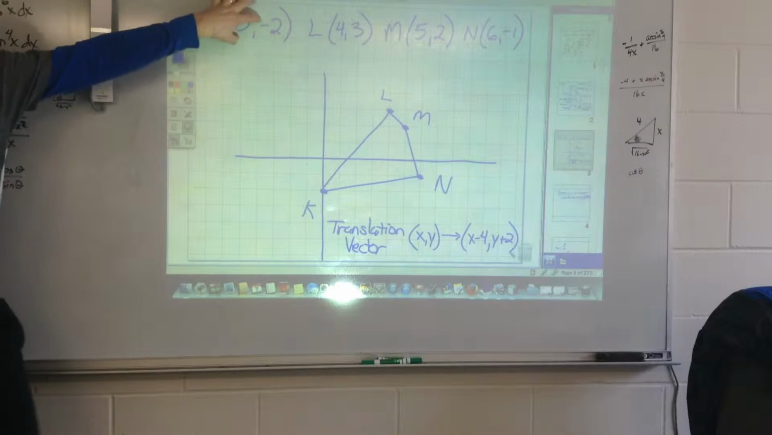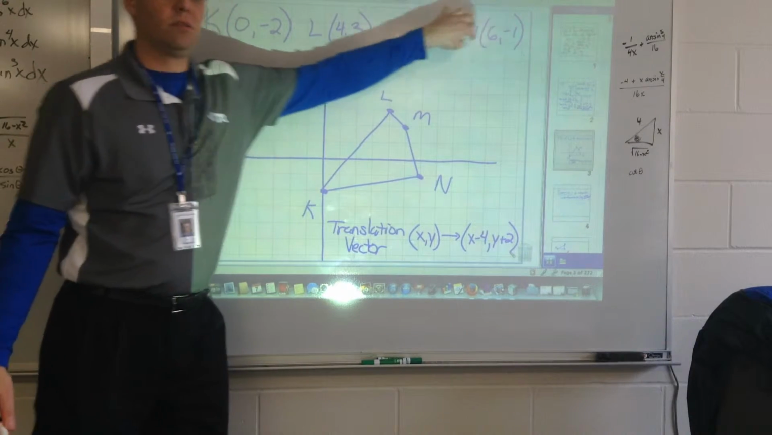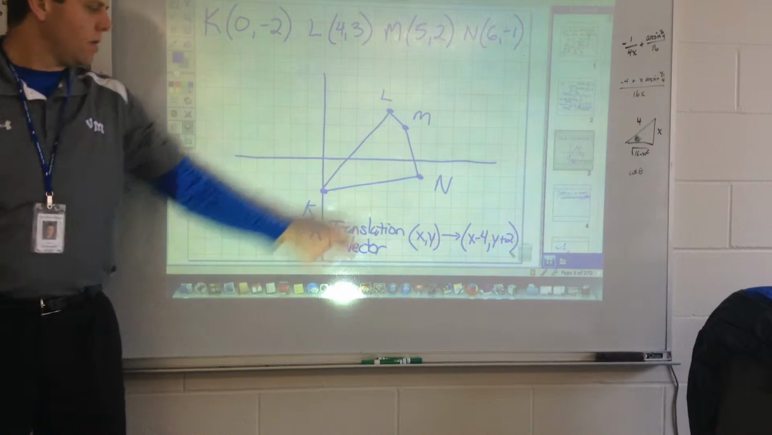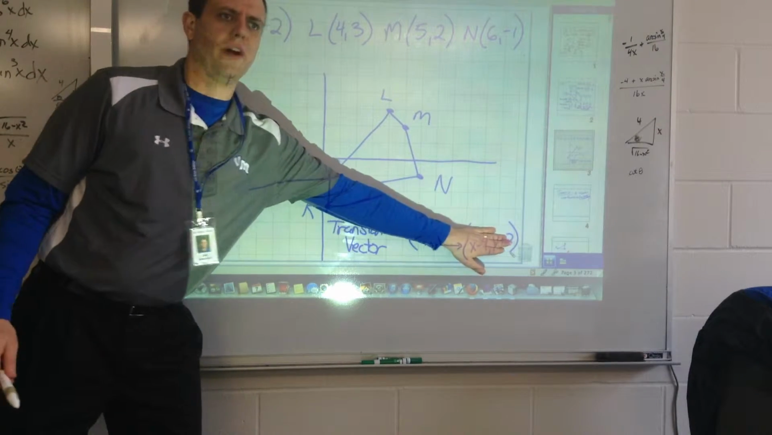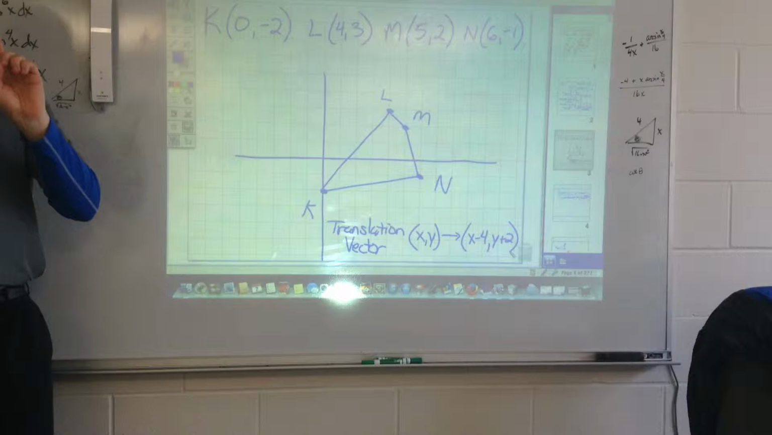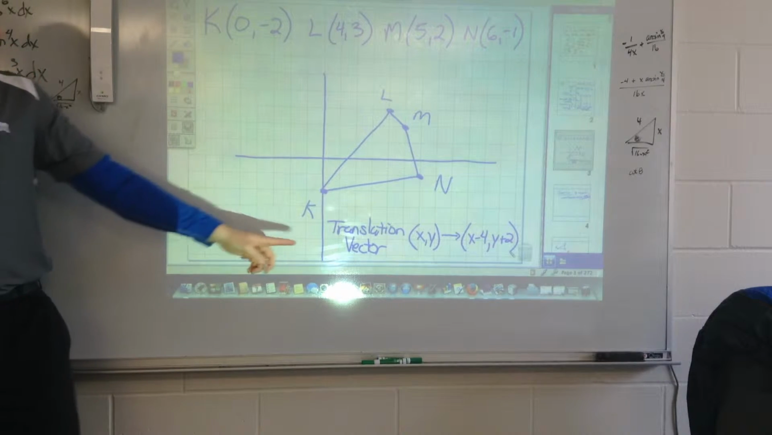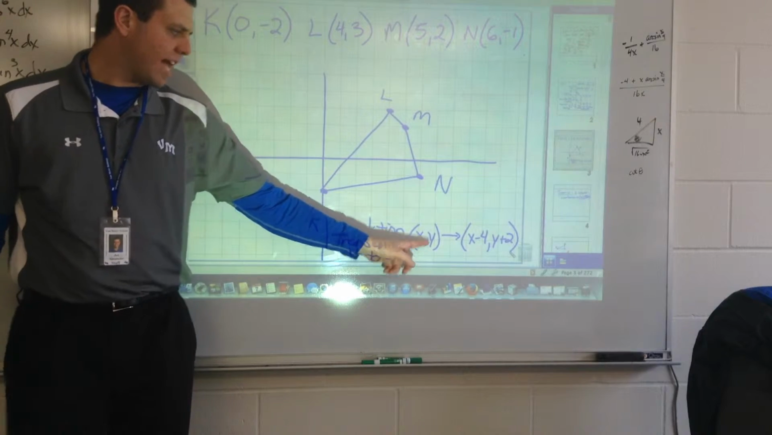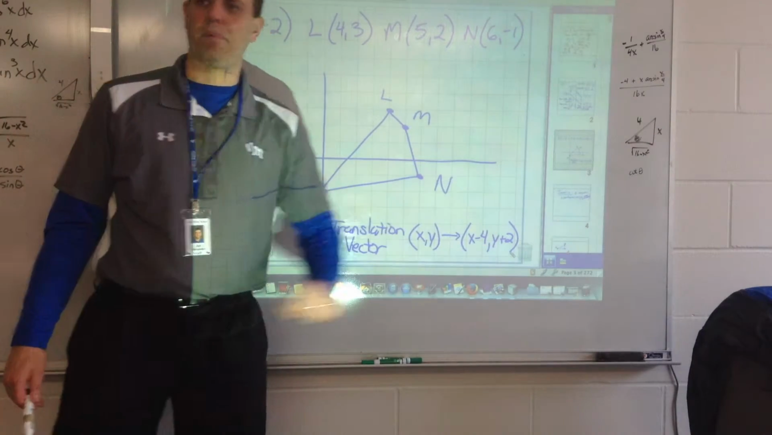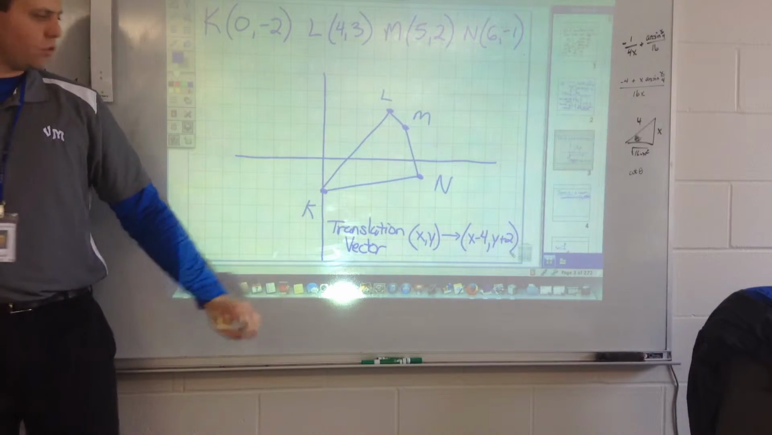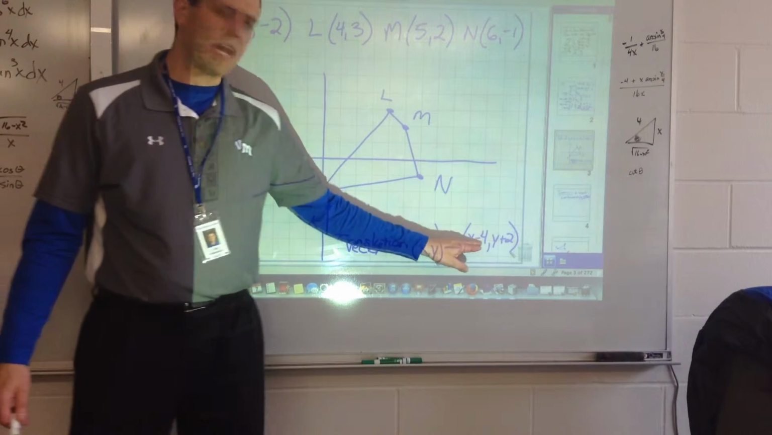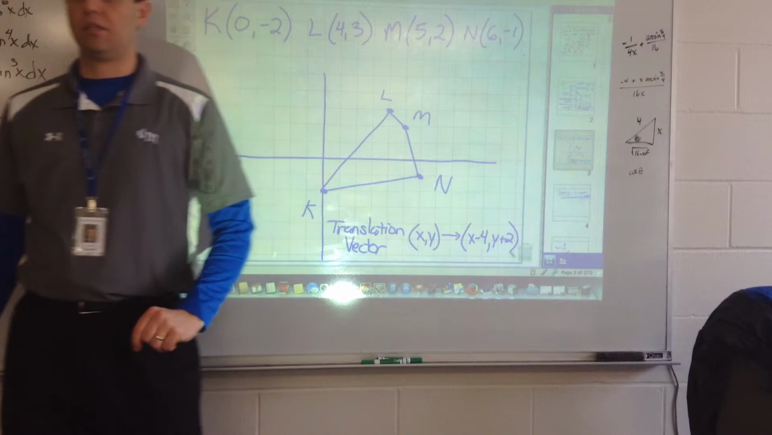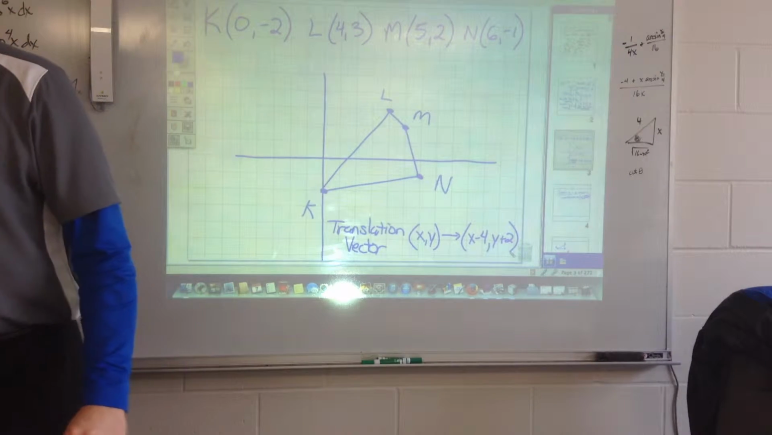Here is our original pre-image, the original polygon. Here is our translation vector. Notice what it's telling you to do. It's telling you to take every x and y coordinate and change it to x minus 4, y plus 2. So in other words, take every x value and subtract 4 from it. Take every y value and add 2 to it. Okay?